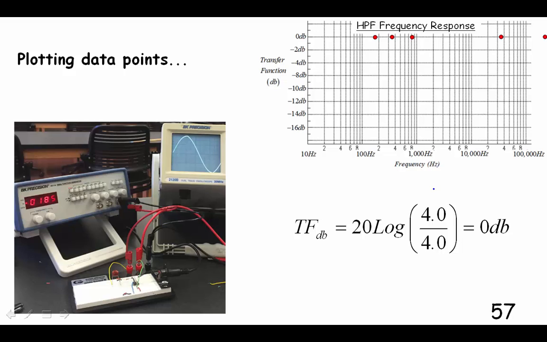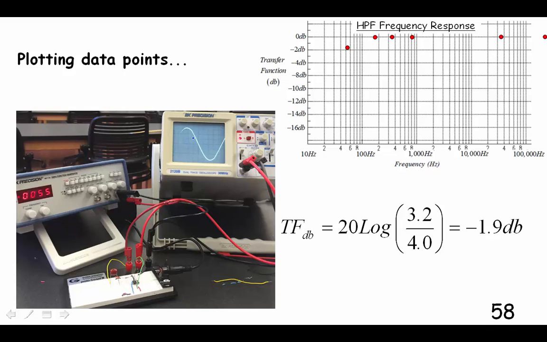185. Looks like it's still at 4 volts. So we're still at 0 dB at 185 hertz. So that was 100 hertz. So I have to just estimate between 100 and 200 hertz here, and I put it about there. Now we see our amplitude is starting to go down, and I measured 3.2.